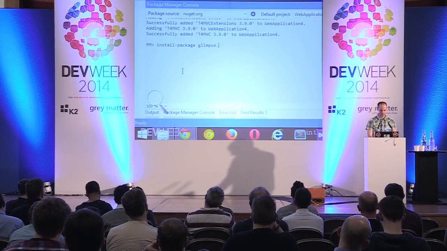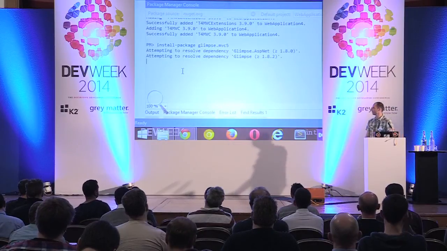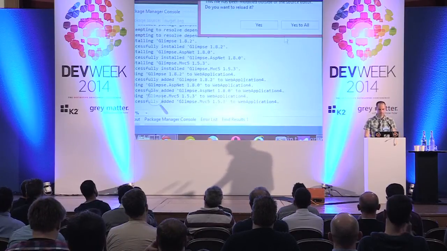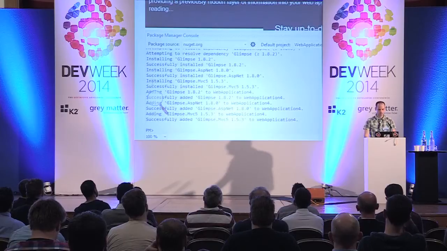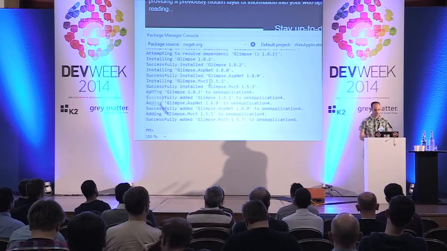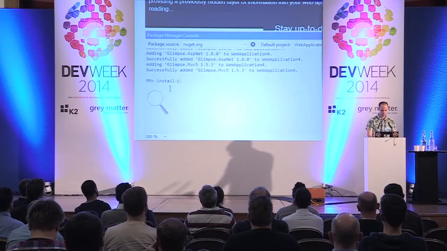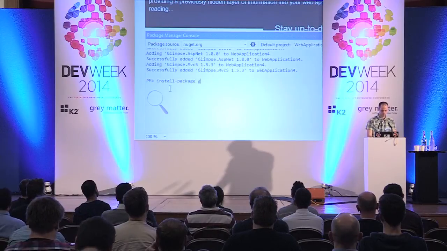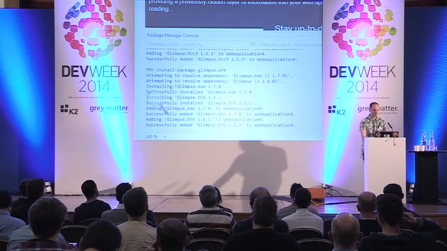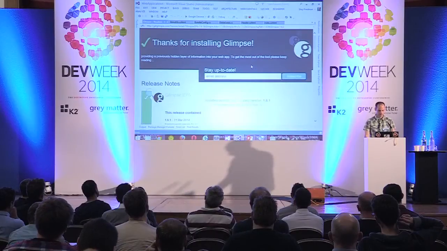Elmah. Glimpse.Mvc5. When I saw that the first time, I was like, oh my God, how did I live before that? It's the first moment of the rest of your life, so be ready for that. Install-Package Glimpse.EF6, the Entity Framework package. Okay, so now we're done. Build.